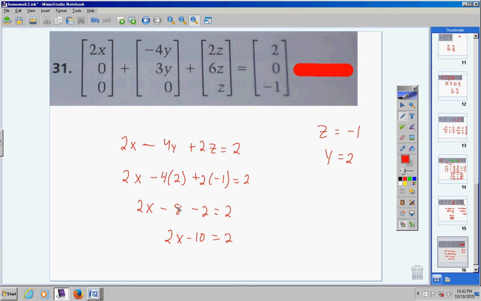2x minus 10 equals 2, because negative 8, negative 2 is negative 10. Now bring your negative 10 over and make it a positive 10. So we're left with 2x equals 12. Divide both sides by 2. X equals 6. Alright, x equals 6. So the proper way to write your answer would be 6, comma 2, comma negative 1.